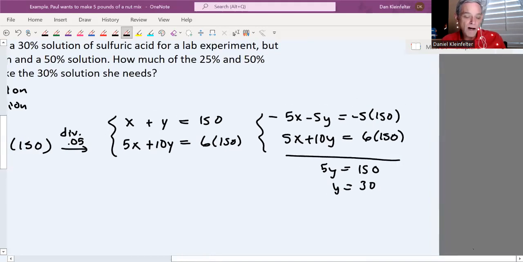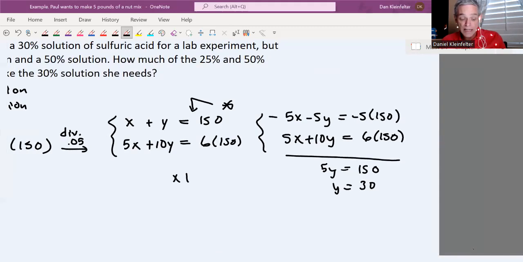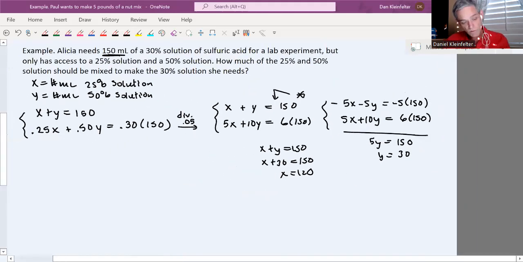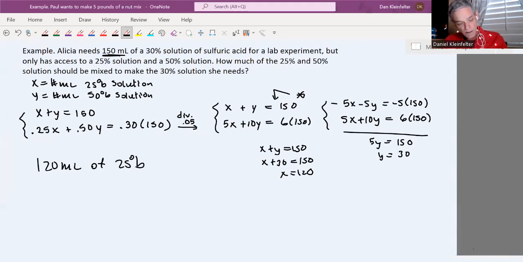Okay, if we know that y is 30, then going off of this equation, x plus y is 150, that's going to be 120 for our x, right? Okay, so keeping track of what everything was, we're going to use 120 milliliters of the 25% solution and then 30 milliliters of 50% solution.